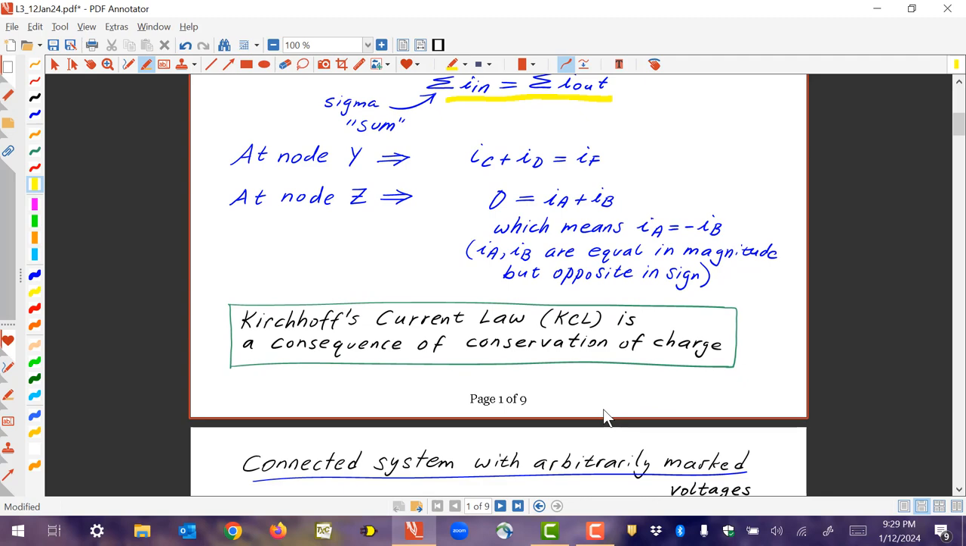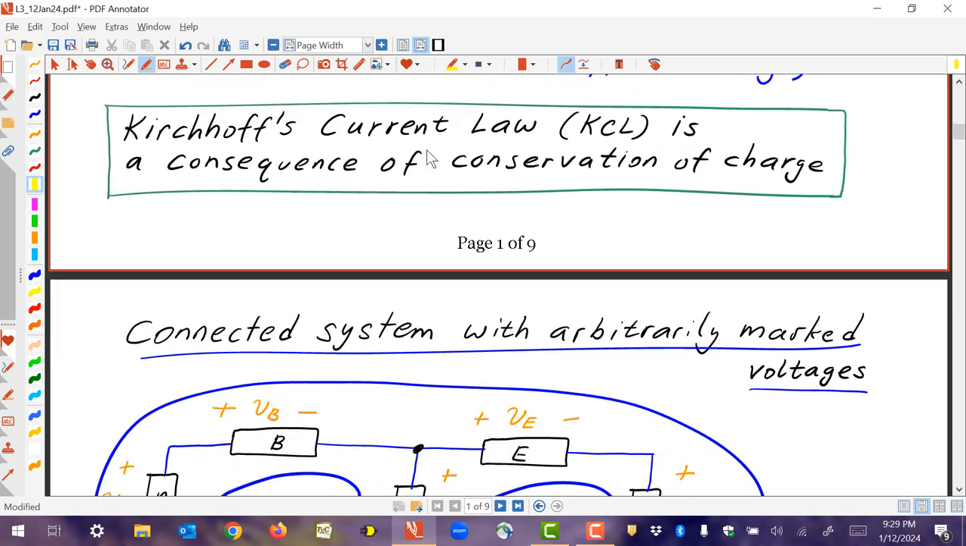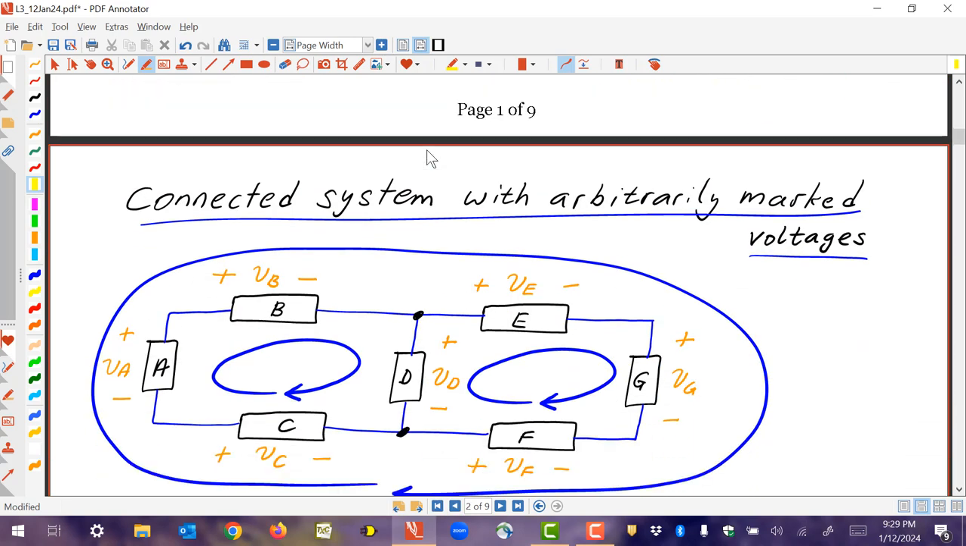Now let's go to the similar system, but now let's look at voltages. So imagine a connected system, meaning that all the elements are somehow connected. Nothing is hanging by itself. So here's a connected system. And again, we have A, B, C, D, E, F, G, just some arbitrary elements connected a certain way. And again, we have arbitrarily marked voltages now. Voltages are across variables, and we have chosen to mark the voltages as shown with the plus and the minus. To properly measure a voltage, you need 2 points. It's a potential difference. And we have chosen to measure them this way, as shown in orange.